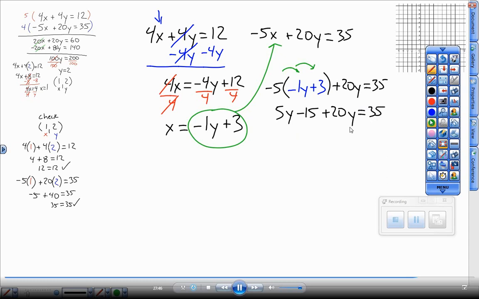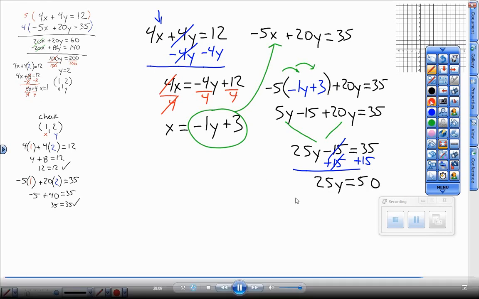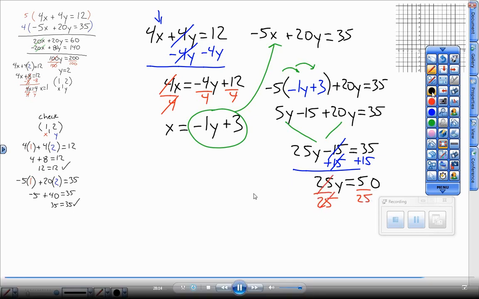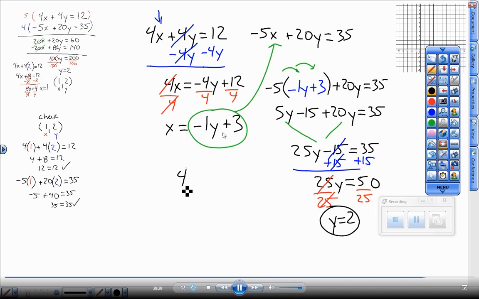Combine 5y and 20y to get 25y minus 15. Add that 15 to both sides, and that gives me 25y equals 50. Divide both sides by 25. Gives me y equals 2. Same as that y. Plug in that y right here to solve for x, or plug it into the original like I'm doing up here.